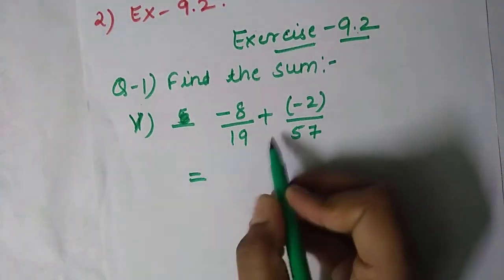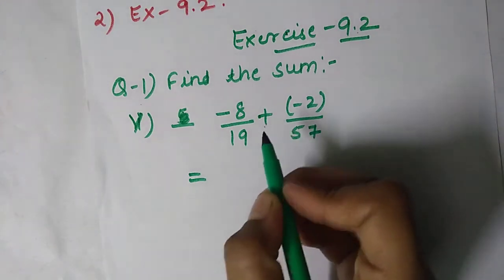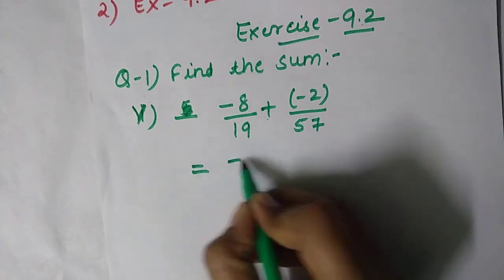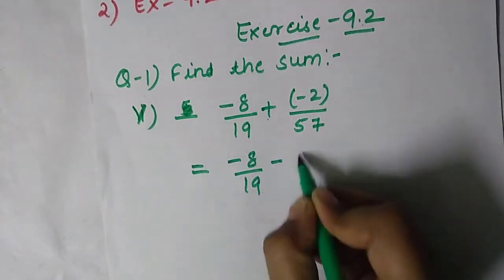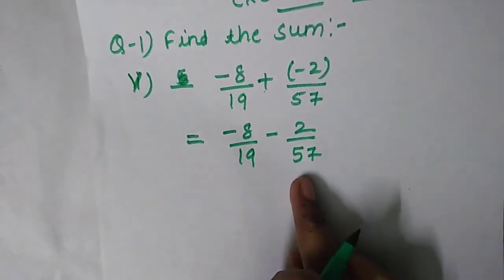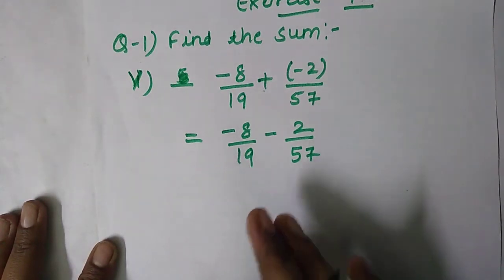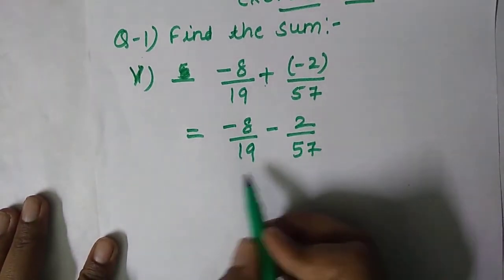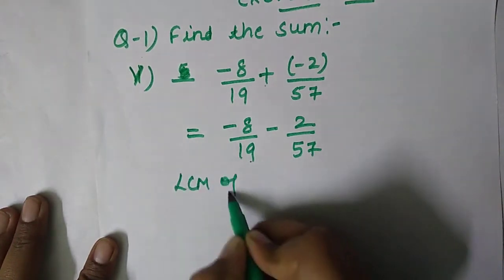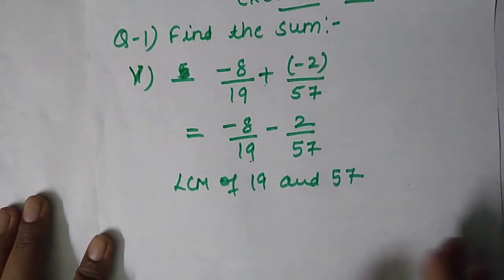Okay, so first here it is positive and negative. So if there is positive and negative together, it will be negative. So it will be 8 by 19 minus 2 by 57. Now for solving the fractions in addition and subtraction, you need to take the LCM of the denominators. Okay, so LCM of 19 and 57, this is simply the addition and subtraction of fractions.